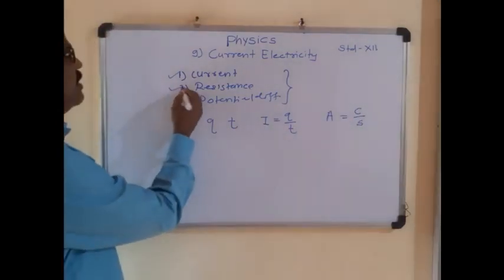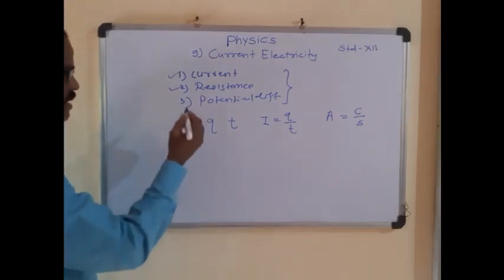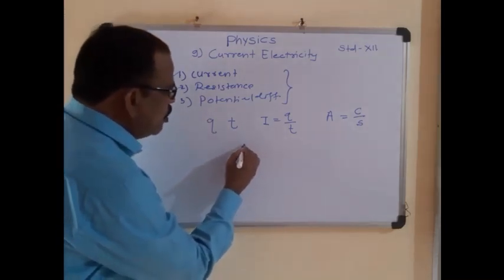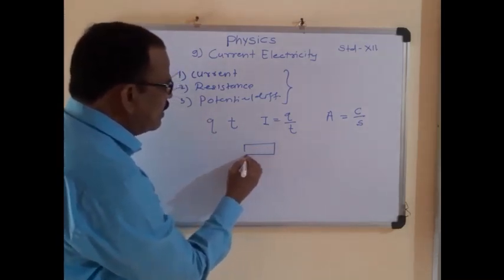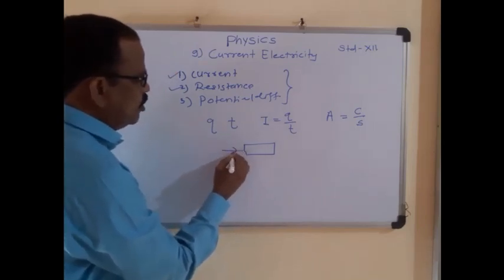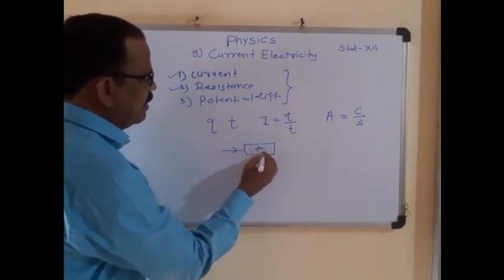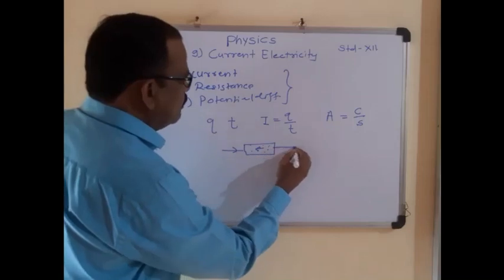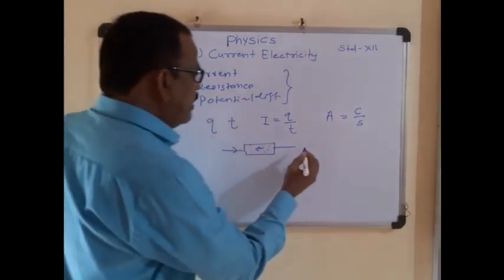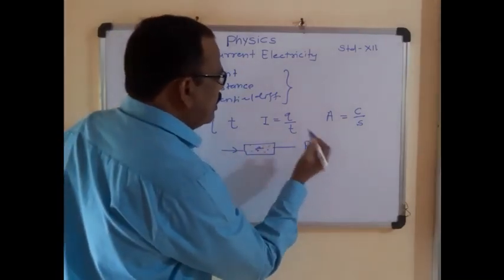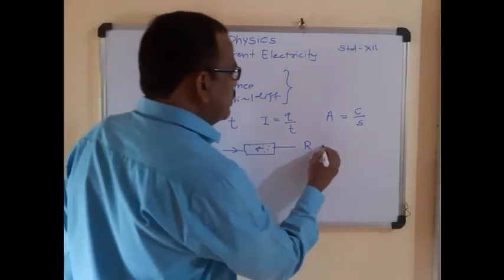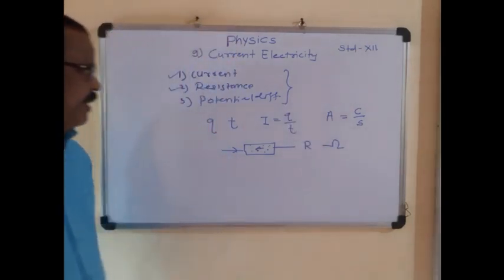Next, resistance. What is meant by resistance? The opposition to the flow of electric current is called the resistance, and it is denoted by R. Unit of resistance is ohm.